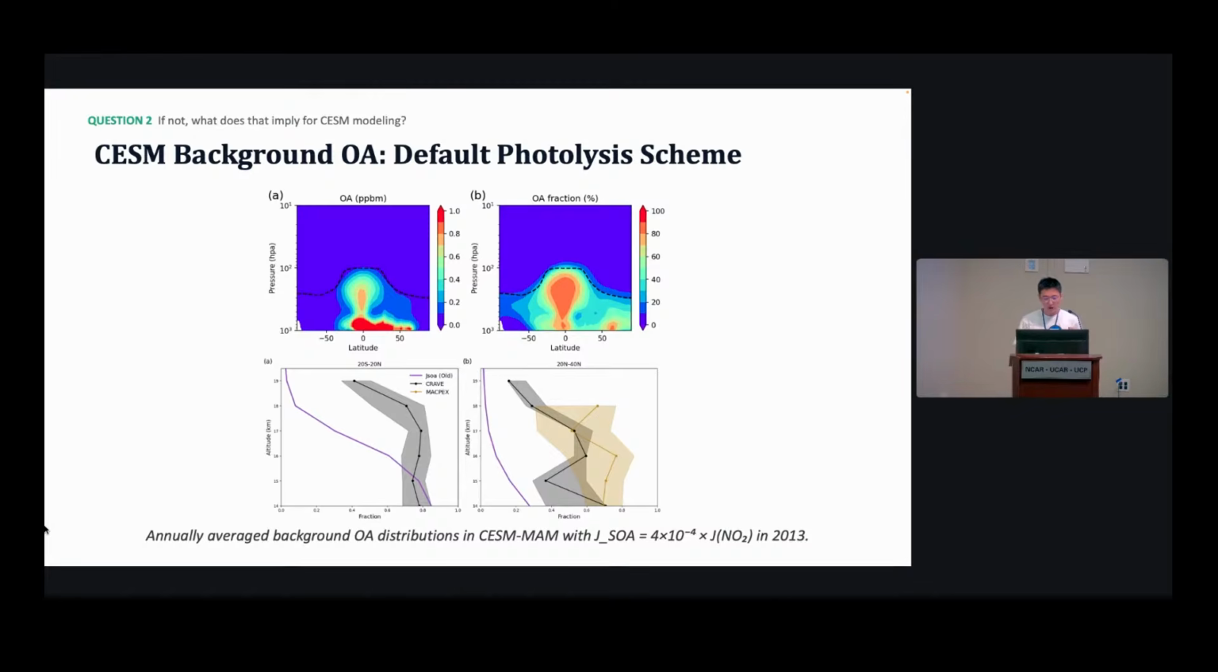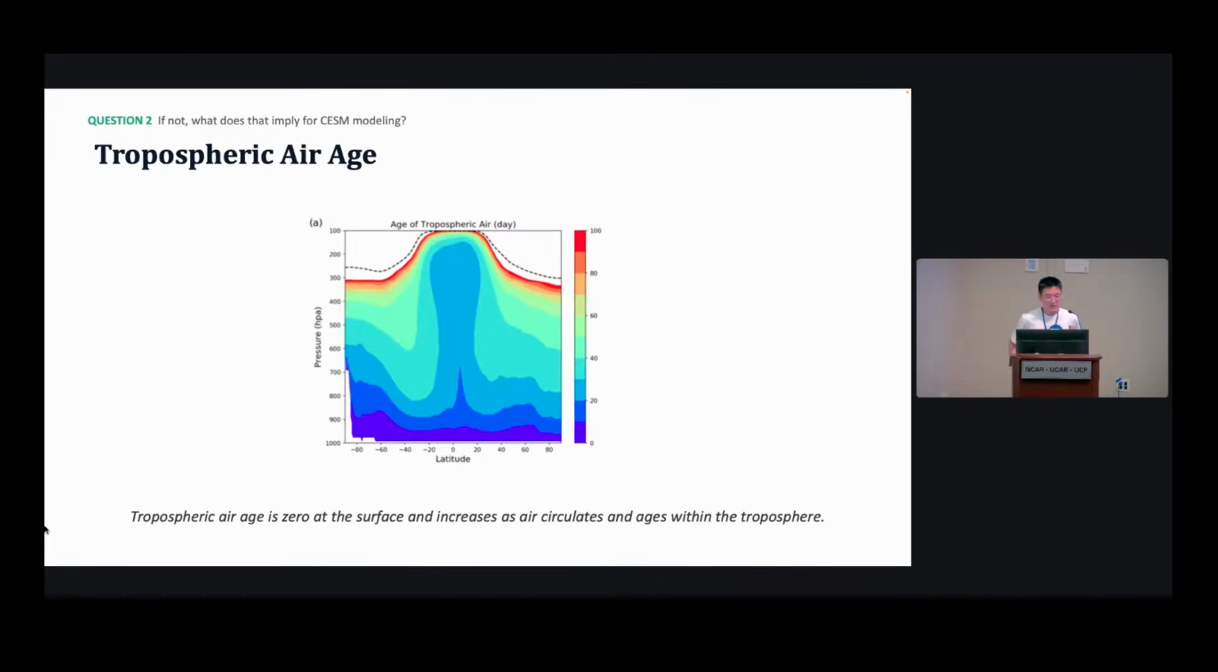So how do we determine whether these aerosols are fresh or aged? We use tropospheric air age. Tropospheric air age is 0 at the surface and increases as air circulates and ages within the troposphere. So we can set a certain air age threshold. Within this threshold, we consider the aerosols fresh and they have photolysis. But when air age exceeds the threshold, we consider these aerosols aged, so we turn off the photolysis.